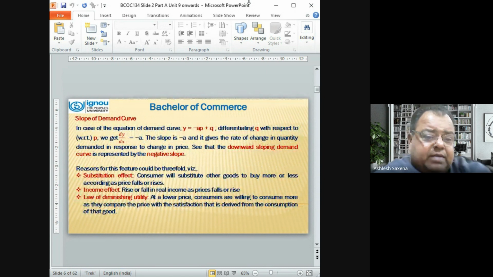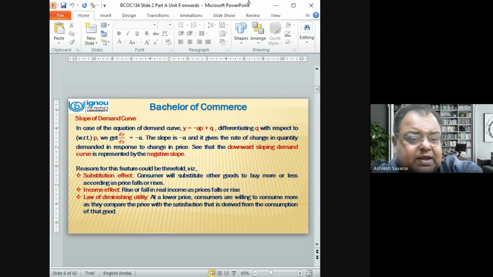The slope of demand curve. In case of the equation of demand curve as y = -ap + q, differentiating q with respect to p, we get dy/dx = -a. The slope is negative a, and it gives the rate of change of quantity demanded in response to the change of the price. See that the downward sloping demand curve is represented by a negative slope.